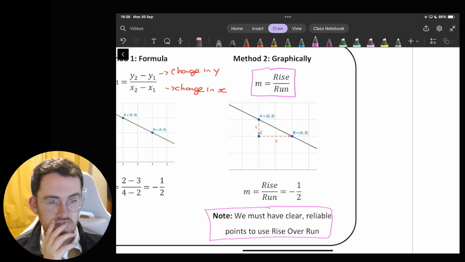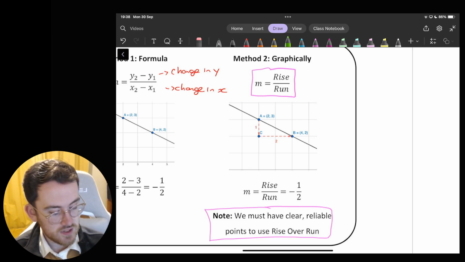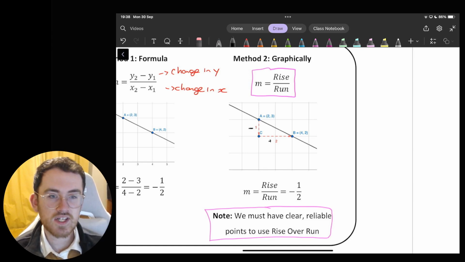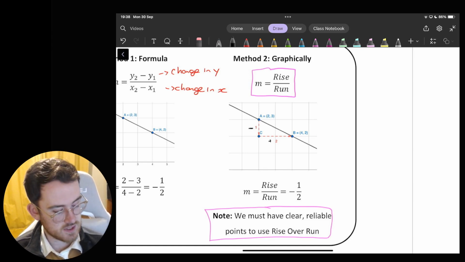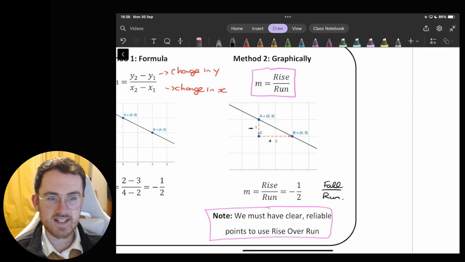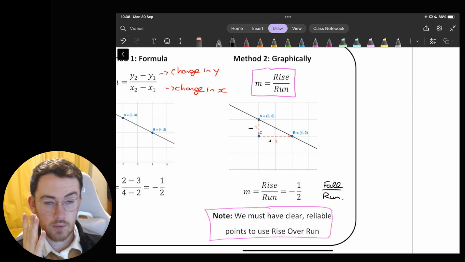So looking at point A, which is 2, 3, I can see that I need to go down a distance of 1, so minus 1 here, and I need to go across a distance of 2, so plus 2 because I'm going to the right. So down a distance of 1, across a distance of 2, so my rise over run is minus 1 over 2. We could even consider that here to be a fall as opposed to a rise. It's a negative rise, going down the way as opposed to going up the way.